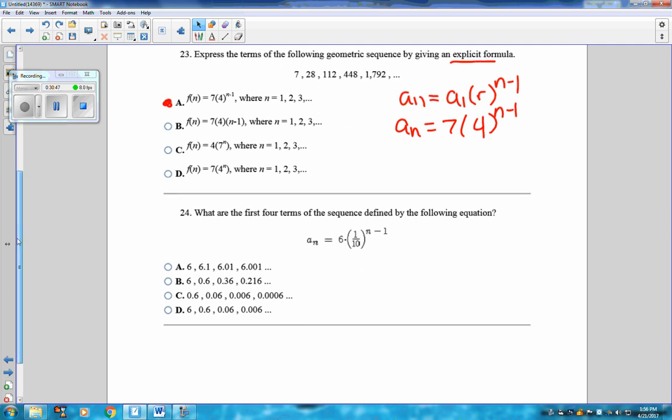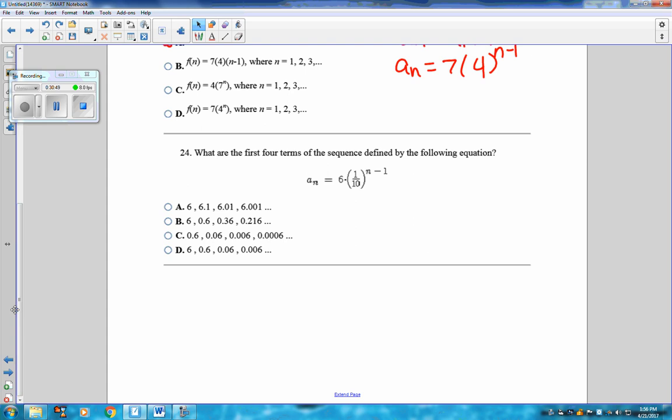What are the first 4 terms of the sequence defined by the following equation? So I'm looking at number 24. Here again, the first 4 terms, so I have to plug in 1, 2, 3, and 4 until I find my answer. If I plug in 1 for n, 1 minus 1 is 0. Anything to the 0th power is 1. So my first number should be 6. So I know it can't be C.